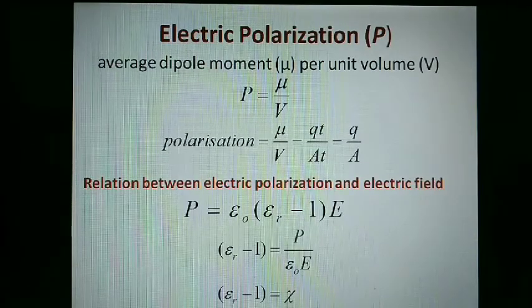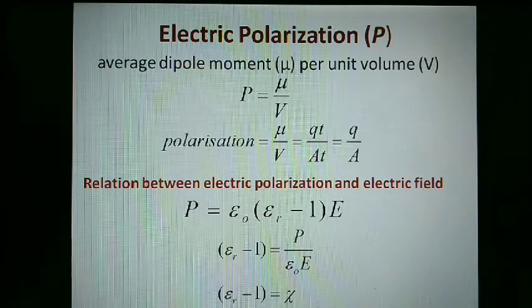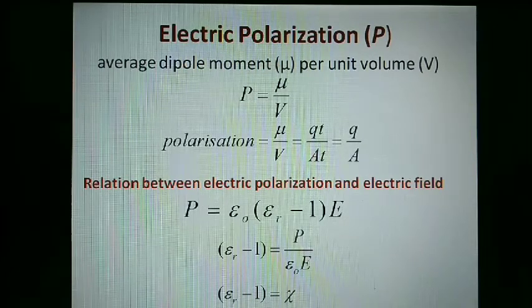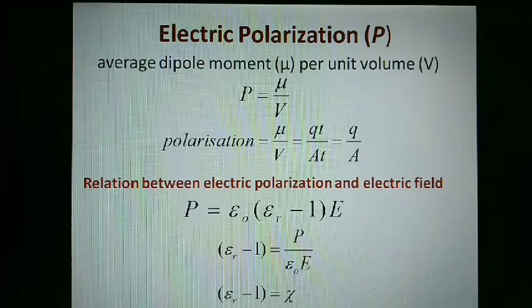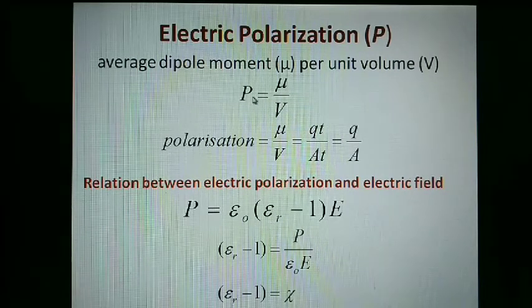Now let me tell you about the electric polarization. It's a physical quantity defined as the average dipole moment per unit volume. Because when an electric field is applied, the dipoles are formed or induced, hence they will have a dipole moment mu, and the net value of mu per unit volume of the dielectric material is known as the electric polarization.